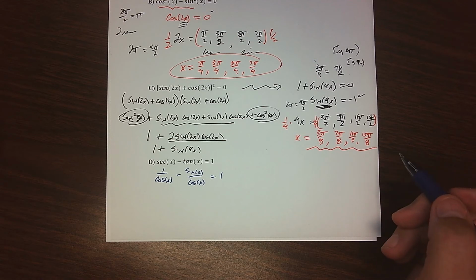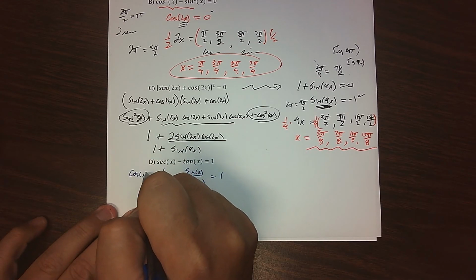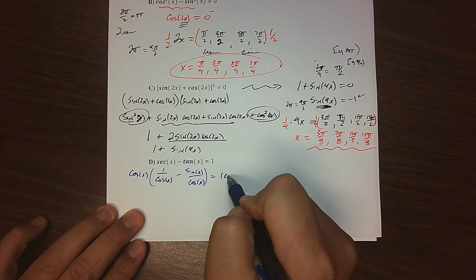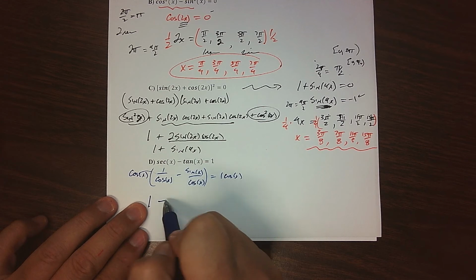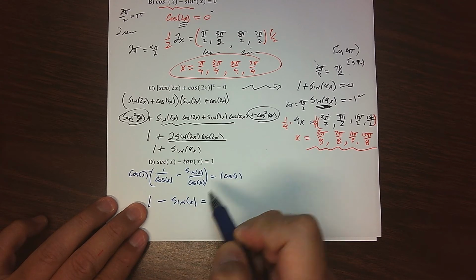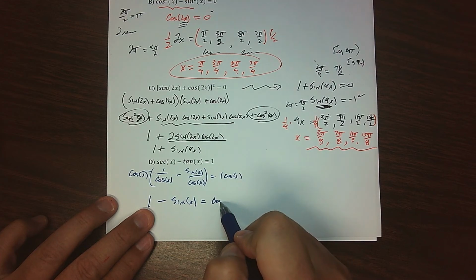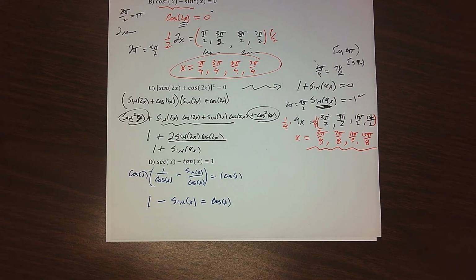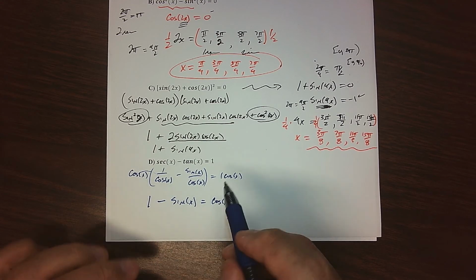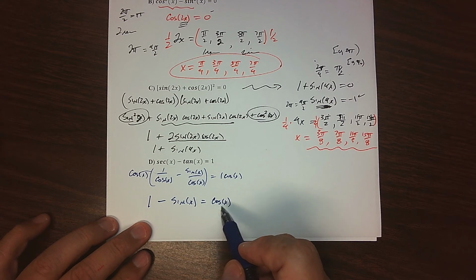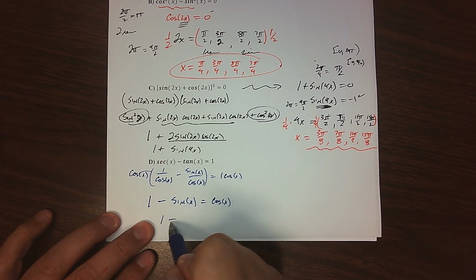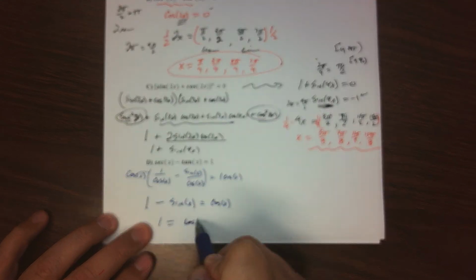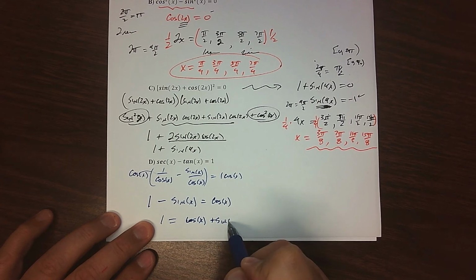So if I clear out the denominator, I'm going to multiply everything by cosine. And so what we end up with over here is 1 minus the sine of x equals the cosine of x. So I don't know if that's really getting us anywhere. Let's just keep trying. This one is pretty tough. So let's move this over. We got 1 equals the cosine of x plus the sine of x.